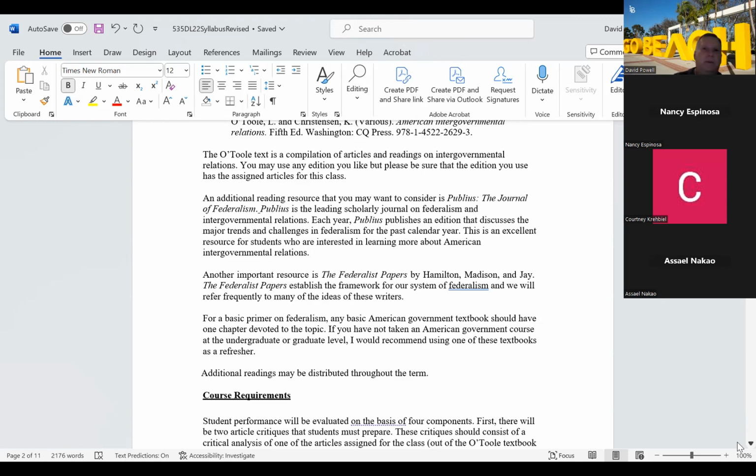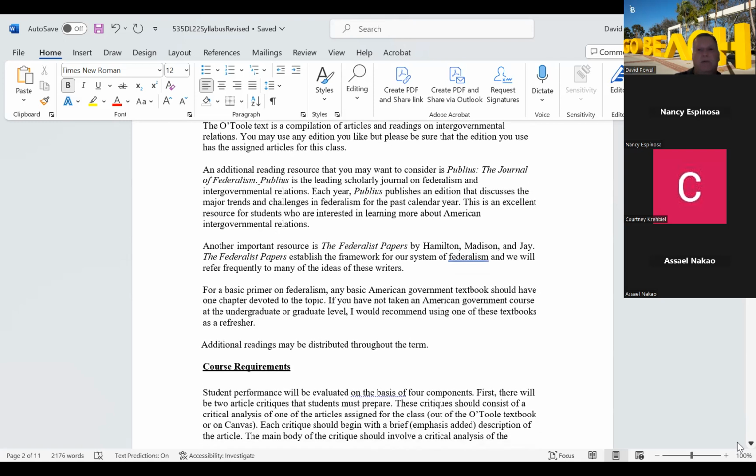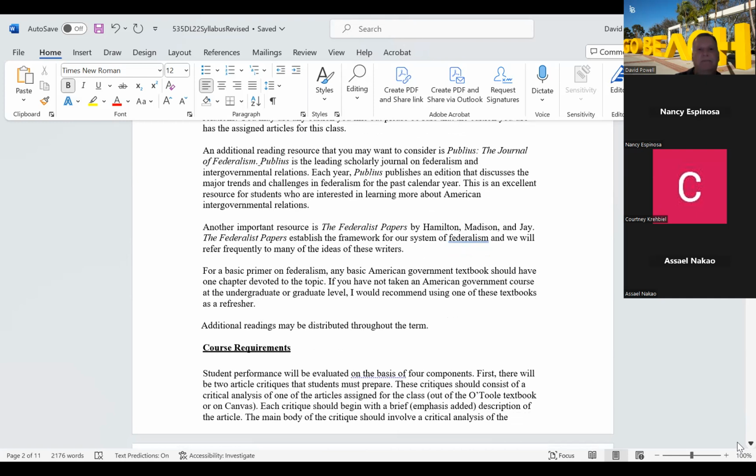And if federalism is new to you and you want a little refresher, any basic American government textbook will have a chapter on federalism. So if you have an old American government textbook kicking around somewhere at your house, feel free to take a look at that federalism chapter, and that would be a good little primer on American federalism if you need it.